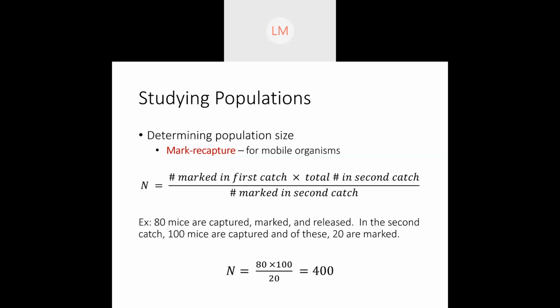Because again, this is just a proportion. We're saying that 80 out of 400 is equal to 20 out of 100. The total number that are marked in the first catch, as a proportion of the population, is equal to the proportion we're seeing in our second catch.